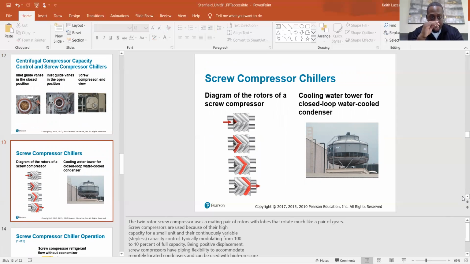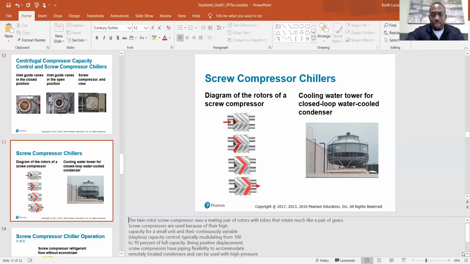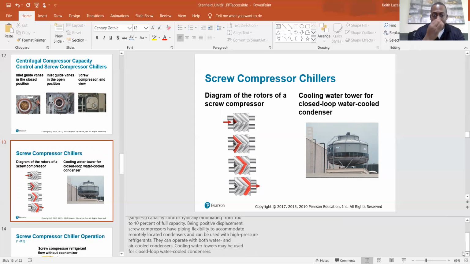Screw compressor chillers. The twin rotor screw compressor uses a mating pair of rotors with lobes that rotate much like a pair of gears. Screw compressors are used because of their high capacity for a small unit and their continuous variable capacity control, typically modulating from 100 to 10% of full capacity. Being positive displacement, screw compressors have piping flexibility to accommodate remotely located condensers and can be used with high pressure or low pressure refrigerants. They can operate both with water and air cooling. Cooling water towers may be used for closed loop water cooled condensers.